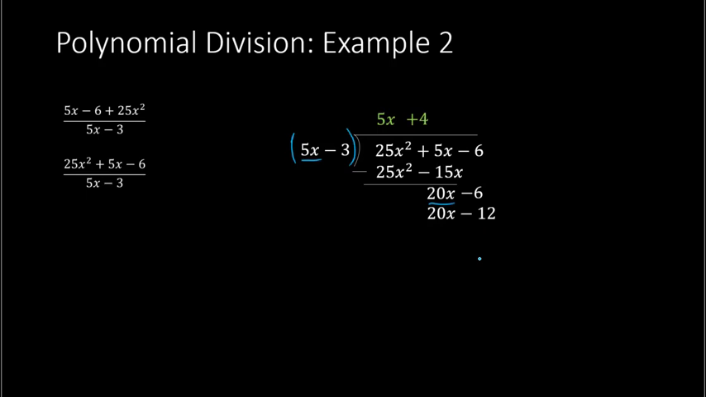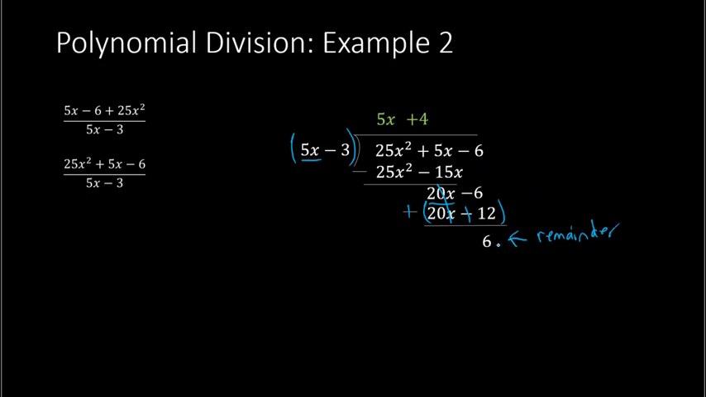And then from here, the next step is we want to subtract. Now again, make sure that we are subtracting this entire quantity. We're subtracting 20x minus 20x, which would cancel. But don't forget, we're also subtracting negative 6 minus a negative 12, which becomes a plus 12. So negative 6 plus 12 would be a positive 6. So this 6 right here is our remainder, because we have used all the terms up here in the top. So this is our remainder.